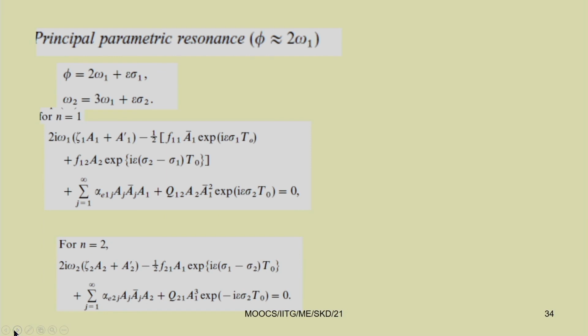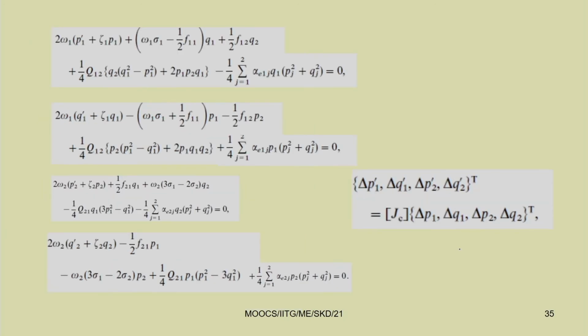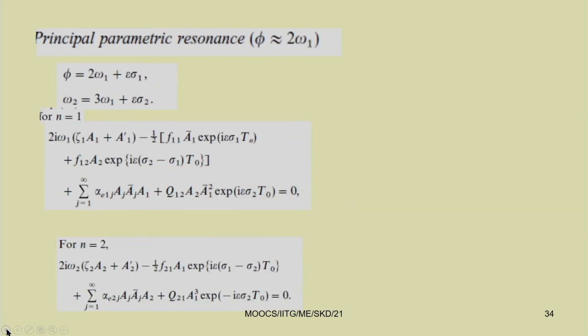For the principal parametric resonance condition, we can take this Φ nearly equal to 2ω1, so Φ equal to 2ω1 plus εσ1, and for ω2, here we are considering the internal resonance condition. Internal resonance is when different modes have an integer relationship, and then we generally call that system internally resonated. So, in this particular case, we are taking the condition that the second mode is 3 times that of the first mode.